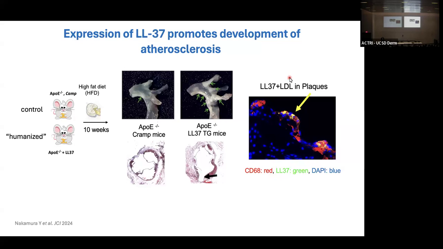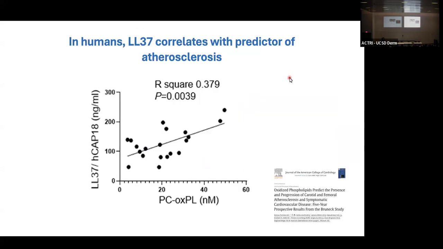And actually earlier, several years ago, some people in New York had stained human atherosclerotic plaques and found this antimicrobial there, but we didn't really think much of it because we knew it was around. We didn't think it was causal, but this experiment suggests it's causal.